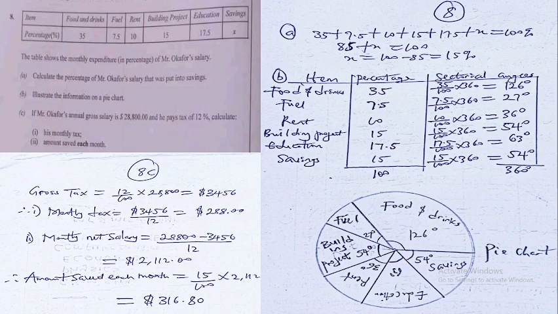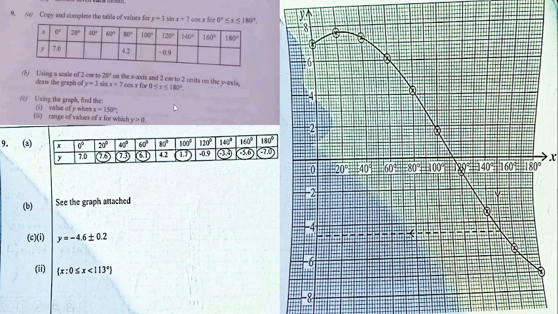As we move to question number 9. Question number 9 is also on graph, and it's on trigonometric graph. The question says we have to copy and complete the table of values y is equal to 3 sine x plus 7 cos x for 0 degrees less than or equal to x less than or equal to 180.